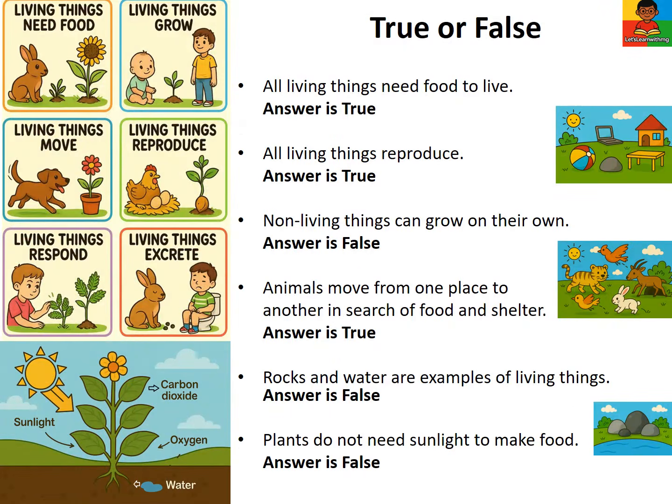Now, true or false? All living things need food to live. That is true. All living things reproduce. That is also true. Non-living things can grow on their own. That is false. Animals move from one place to another in search of food and shelter. That is true. Rocks and water are examples of living things. That is false. Plants do not need sunlight to make food. That is false.